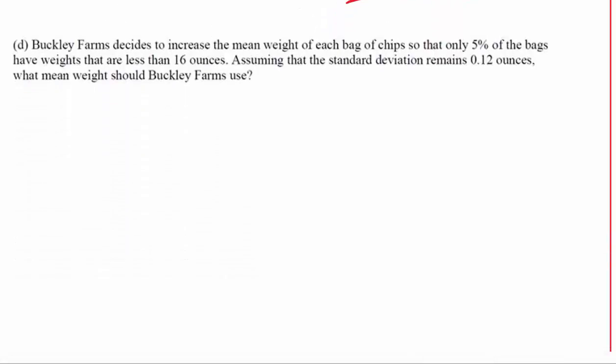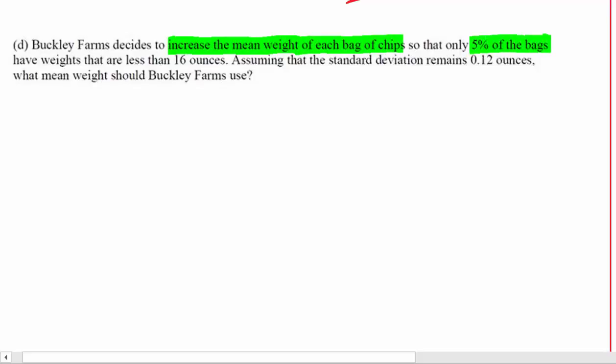Okay, last problem. D. Buckley Farms decides to increase the mean weight of each bag of chips so that only 5% of bags have weights that are less than 16 ounces. Okay, that's actually really important. We're trying to increase the mean weight of each bag of chips, but we want to make sure only 5% of bags have weights that are less than 16 ounces. So that's actually telling me the probability. Assuming that the standard deviation remains at 0.12 ounces, what mean weight should Buckley Farms use?